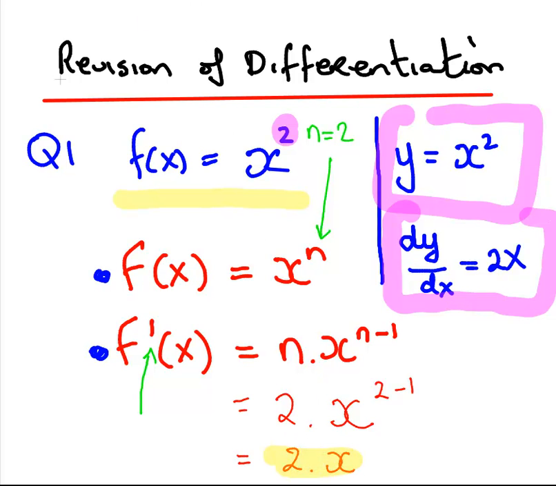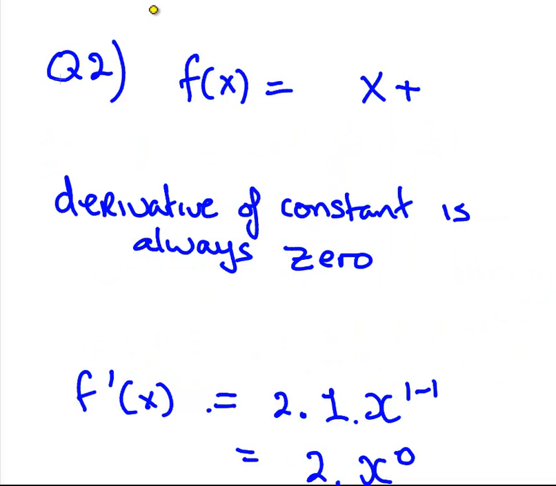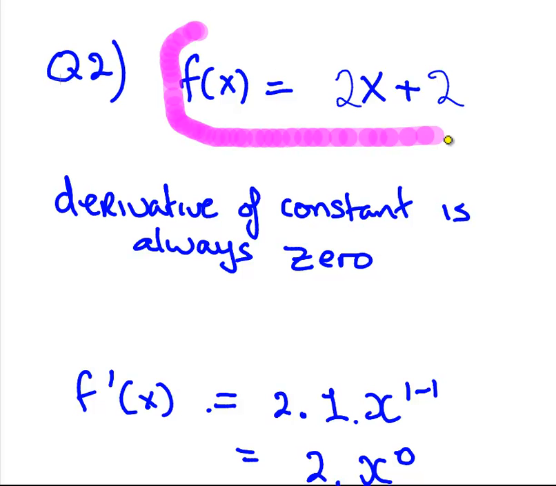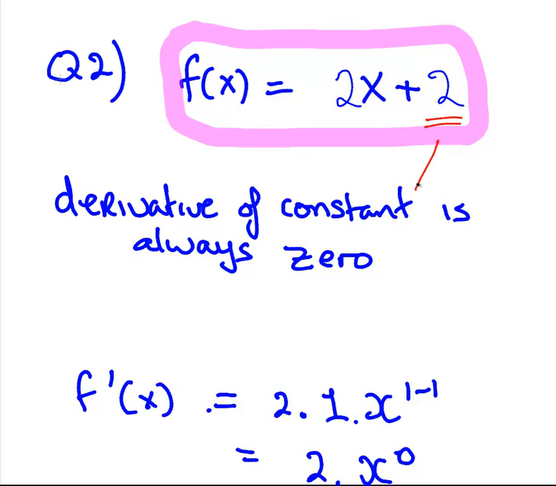Now we're going to go on to the next one, question 2. I just wrote it out partially, so the full question is: we have to get the derivative of this. It's 2x, which is an expression in terms of x, but we also have a constant term here. The derivative of a constant term is always 0, so essentially we're just going to ignore that part and concentrate on this part only.